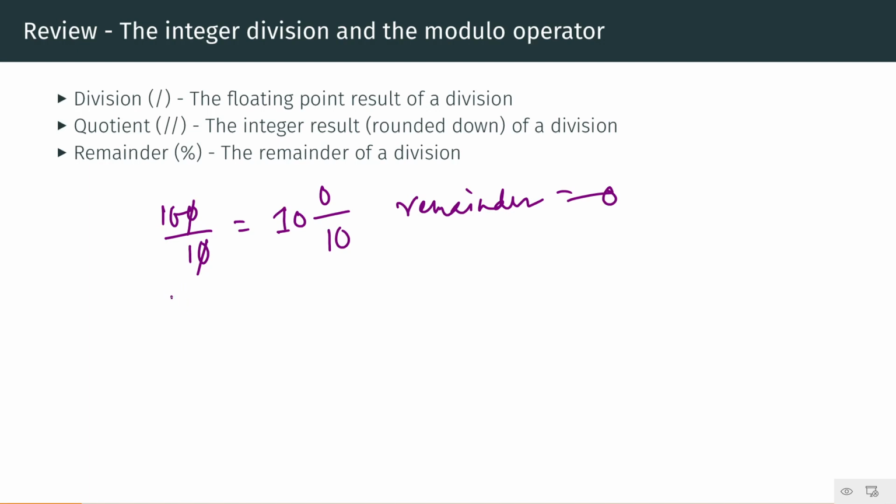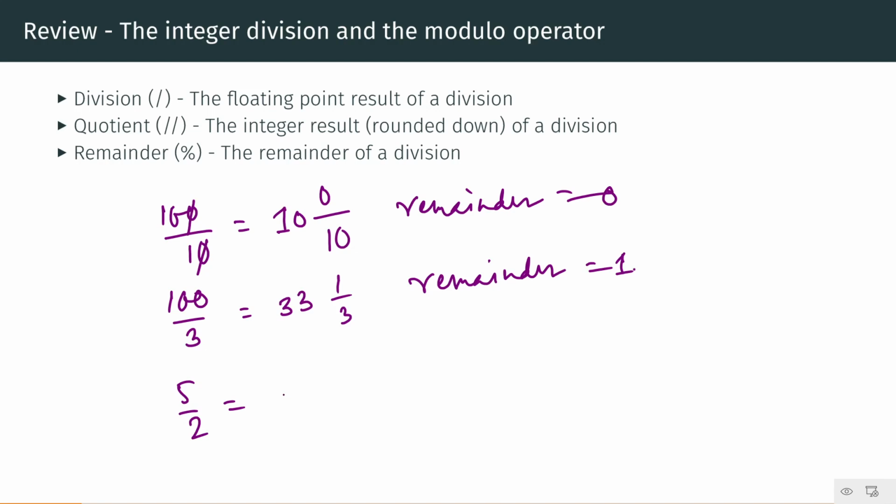But if you try to divide 100 by 3, let's say, you get 33 1 over 3. So you have a remainder, right, which is 1. The remainder in this case is equal to 1, right? Similarly, let's say you try to divide 5 by 2, and what you get is 2.5, right? And this 1 here is the remainder. So the remainder in this case is 1 as well.